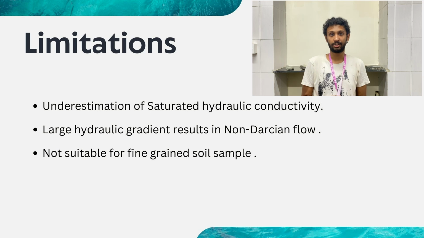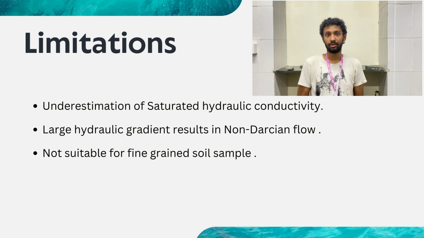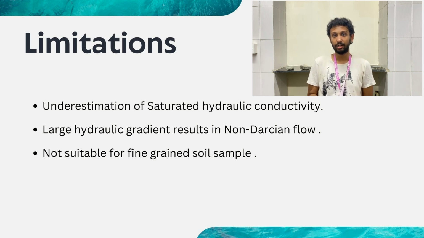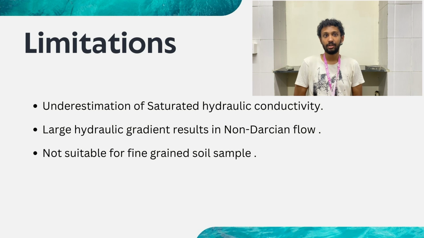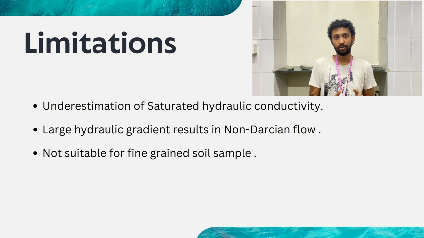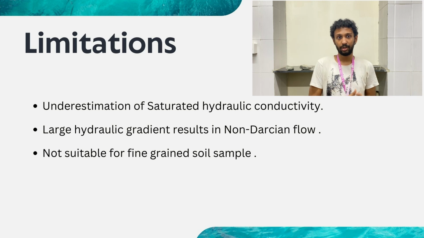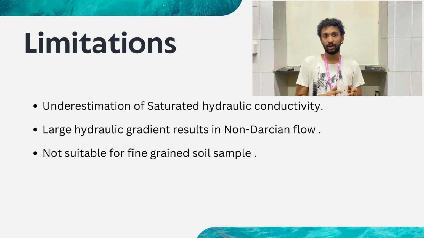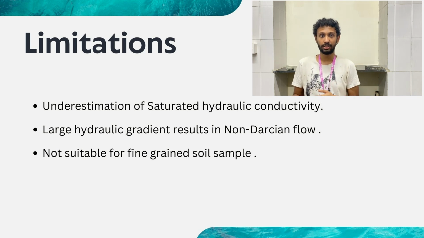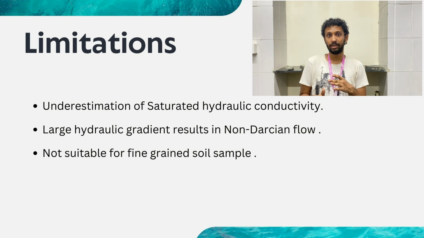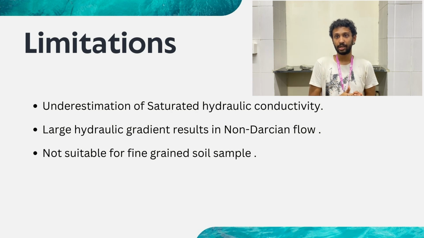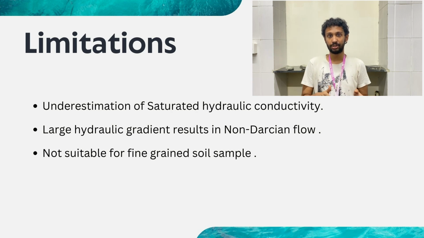Now the limitations of permeameter. It can underestimate the saturated hydraulic conductivity of highly permeable media, and it gets more severe the higher the hydraulic gradient. The higher the permeable media, the more there will be non-Darcian flow in the sample, and very fine grain samples have very low discharge. That's why it's not used in fine grain materials.